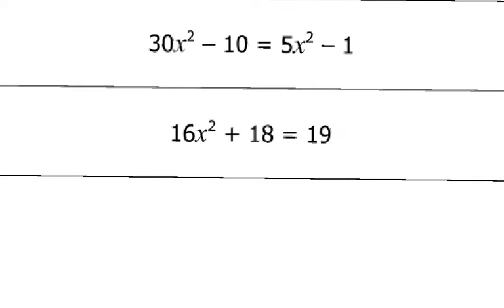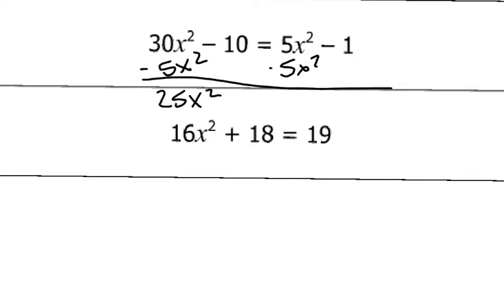For this last one that I'm going to do, we're going to subtract 5x squared on both sides, giving you 25x squared. And we're going to add 1 to both sides, giving a minus 9. This one we haven't really talked about, so it's good that we're talking about it here. We don't have factors in both, no x's in both. Nothing like that. So what we're going to do is we're going to solve for x.